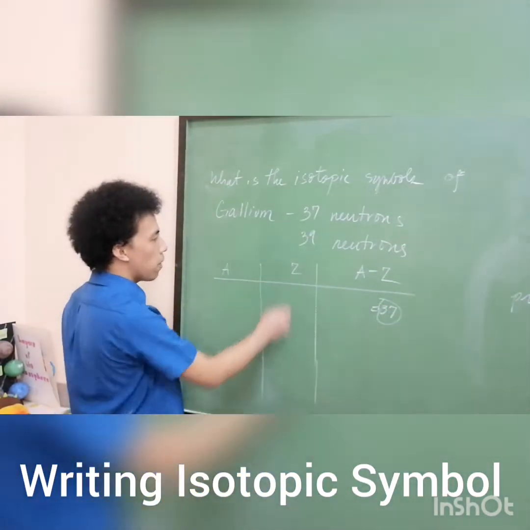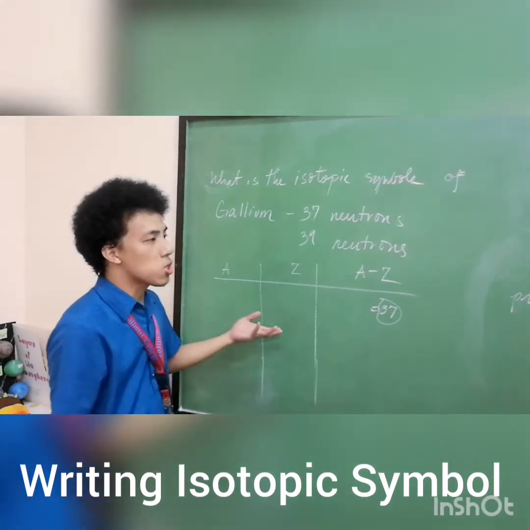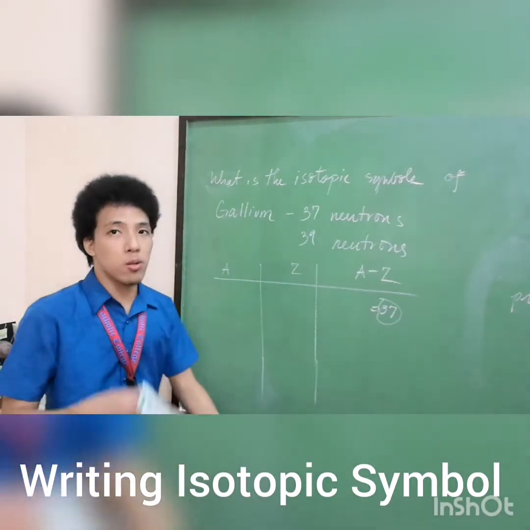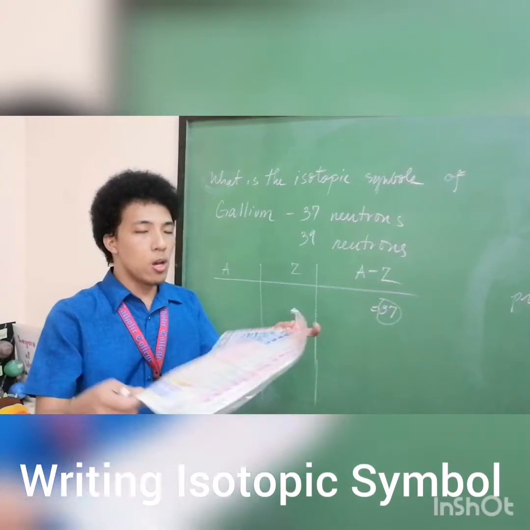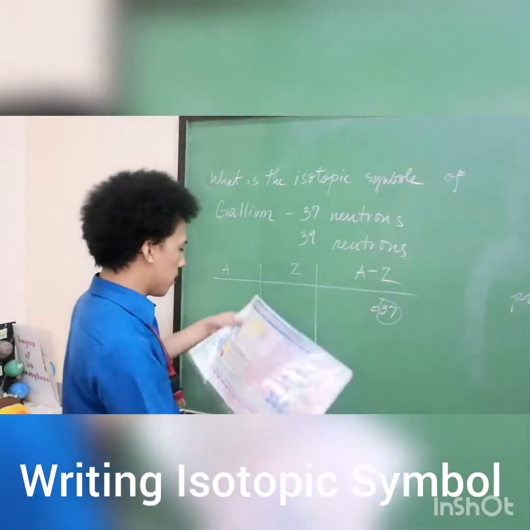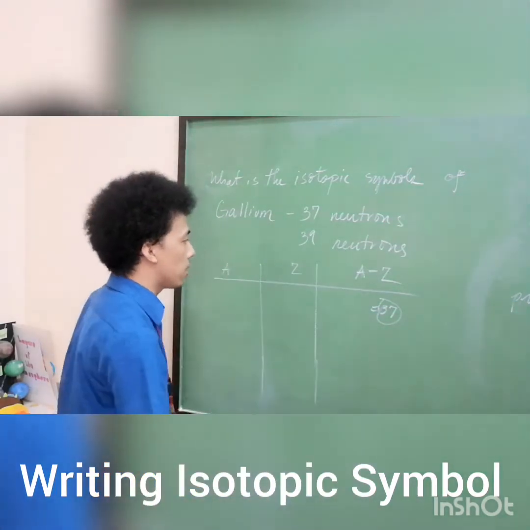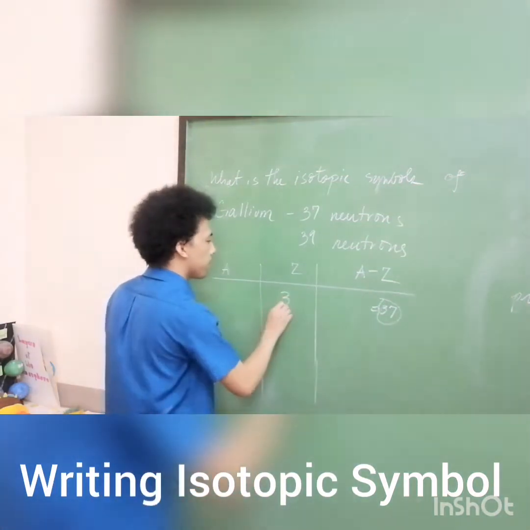To know the subscript, which corresponds to the atomic number, we shall use the periodic table to find the atomic number of gallium. So let's find it. Here it is, we have 31. So we just write 31 here.